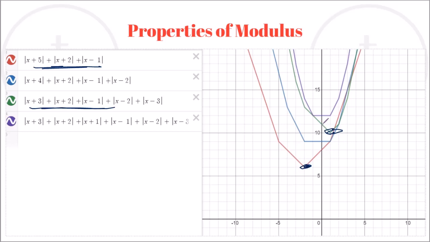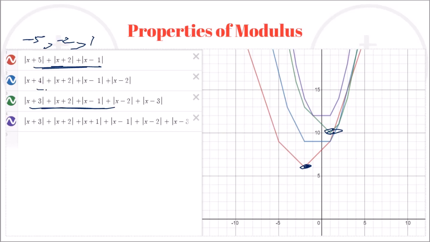And where will the lowest value happen? At the middle value or the median of the 3 significant points. What are the significant points? Minus 5, minus 2, and 1. So the median is minus 2. So this will be the lowest value. And in this case, the median of minus 3, minus 2, 1, 2, 3 is 1, so 1 will be the significant point. So this is the value of this curve. You can use the color coding to figure out which curve is which.